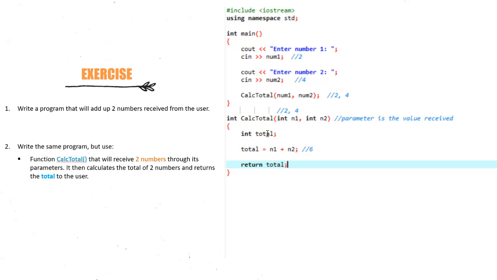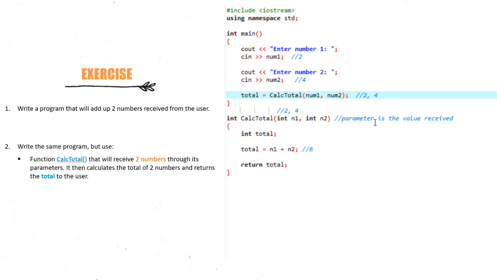So return total, so this will receive 6. Now, in order for it to receive, it needs to store it. So maybe I write here sum, or you can even write the same name if you want, total equals calculate total. Let's say I give it the same name. So this total here will receive 6.